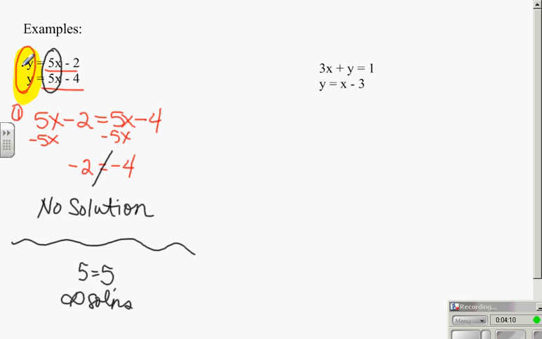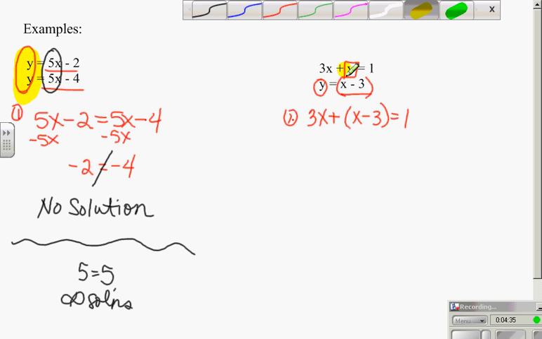Now let's look at this example over here. This one is already solved, so y and x minus 3 are the exact same thing. Be very, very careful with your parentheses. So what I can do is wherever there's a y in this first equation, I can replace it with x minus 3. So my first step is to say 3x plus x minus 3 equals 1. So I replaced this y with this one. Now I can go ahead and combine like terms. I have 4x minus 3 equals 1. Add 3 to both sides. Divide by 4.